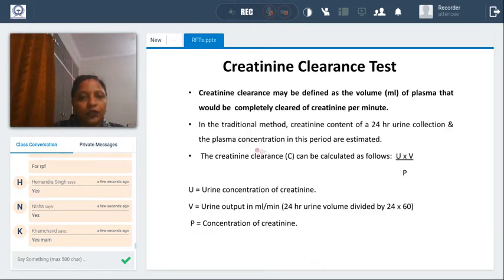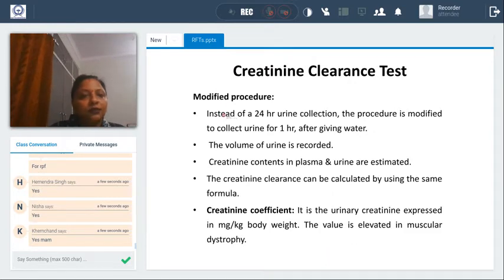I have told you the traditional method, and in the next slide we will discuss the modified procedure. Instead of 24 hours urine collection, the procedure is modified to collect urine for 1 hour after giving water. In the modified procedure, we have to collect urine for 1 hour.